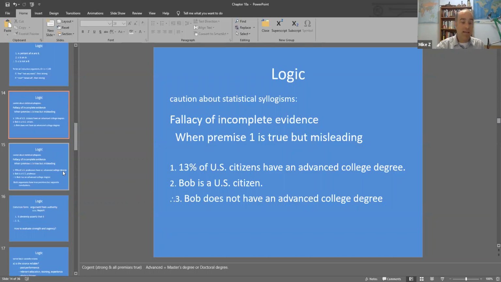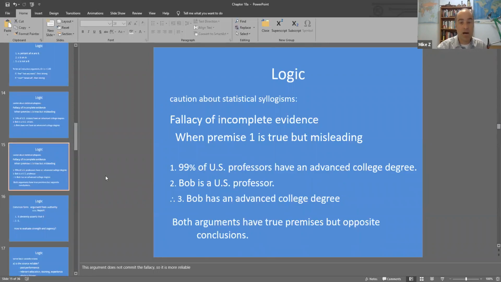However, it could be that this argument is intentionally or unintentionally leaving out some really important information about Bob, right? So what if it turns out that Bob is actually a college professor? Well, it turns out that almost all college professors have an advanced degree. That's pretty much a requirement for getting hired as a college professor.